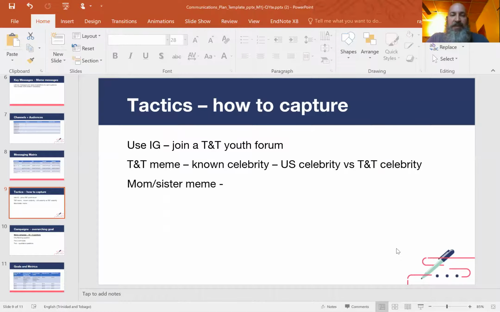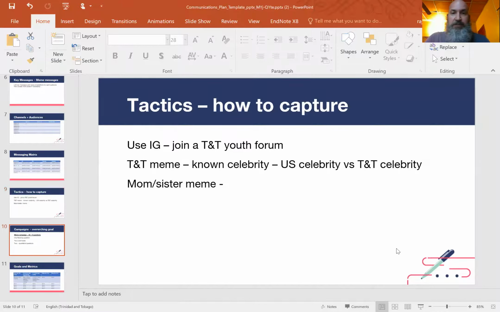a maybe strong female personality, I might do a meme that has a mum character in it, or a meme that has a sister character in it with a positive message or a negative message, like the, you're an idiot kind of thing, like the Judge Judy one, or something of that nature.